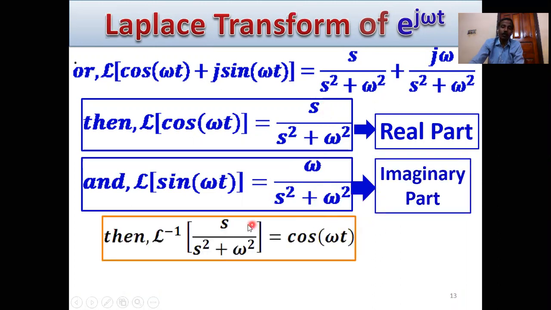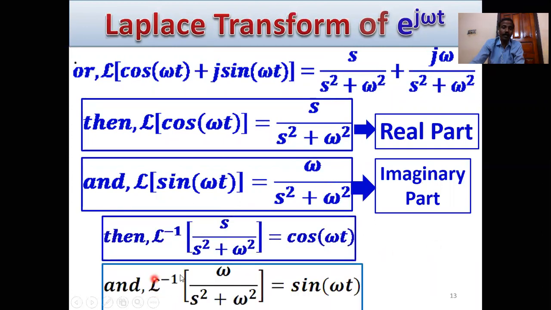Again, the inverse Laplace of s by s square plus omega square is in the frequency domain, so the inverse Laplace converts it to cos omega t in the time domain. Again, the inverse Laplace of omega by s square plus omega square equals sine omega t. This is also a very important formula for the Laplace transform. This is for cos omega t, this is for the Laplace transform of sine omega t, this is for the inverse Laplace of cos omega t, and this is for the inverse Laplace transform of sine omega t.